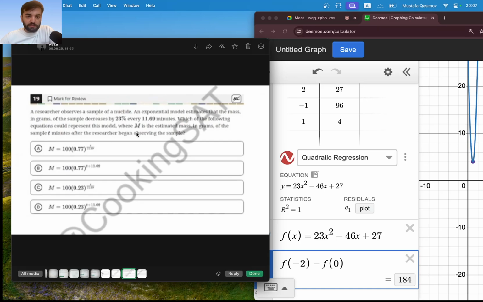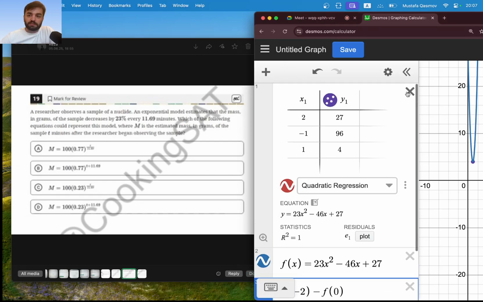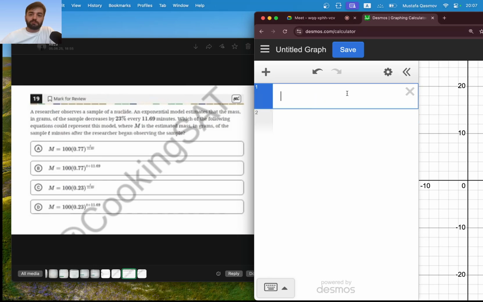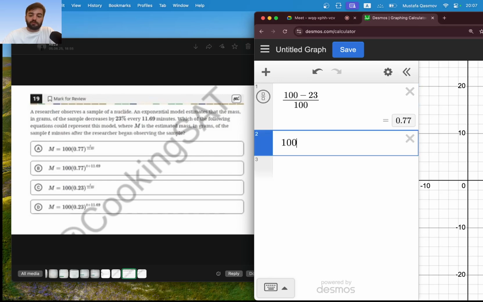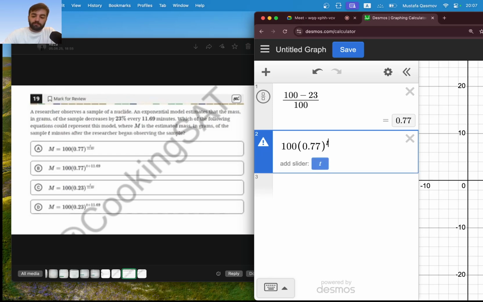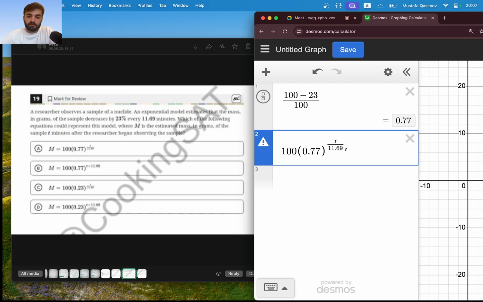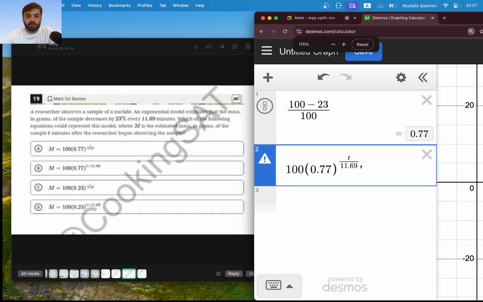Okay, this one, Reza, it says decrease it by 23%. Decrease it by 23% means that it is 100 minus 23 over 100, so it is 0.77. So it means that the inside of the bracket must be equal to 0.77, which power of t over 11.69, like that.